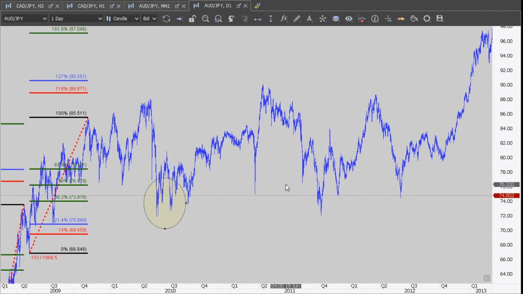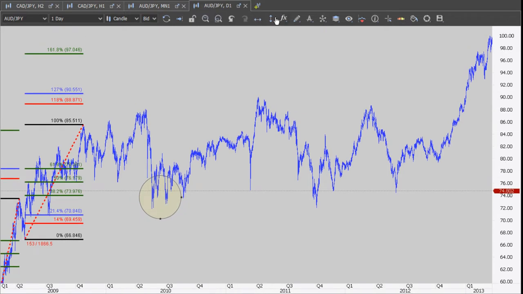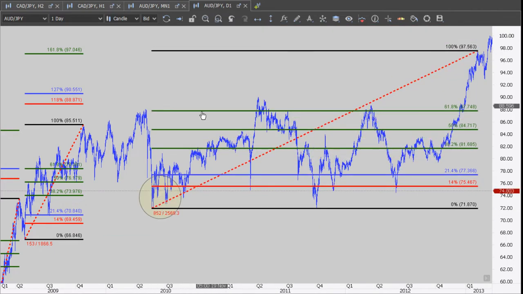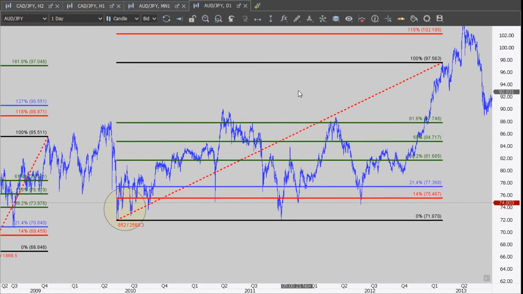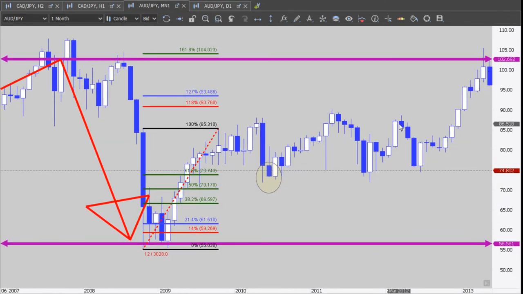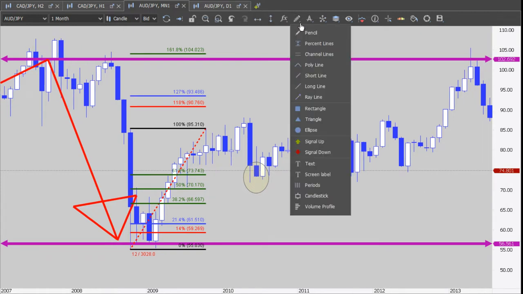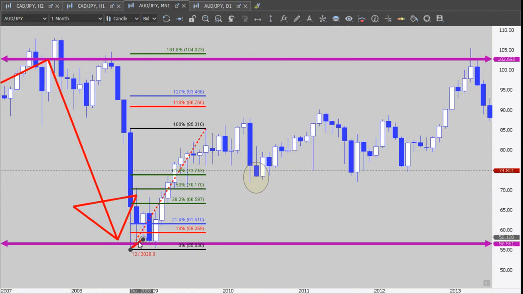Green goes to green, so this is going to be the next on the daily. And on the monthly, bam, see, the Fibonacci hit the D extension. So A to B, B to C, C to D. A, B, C, D.